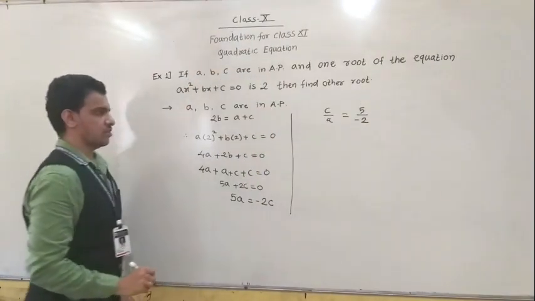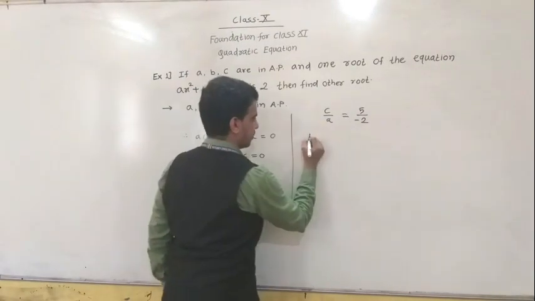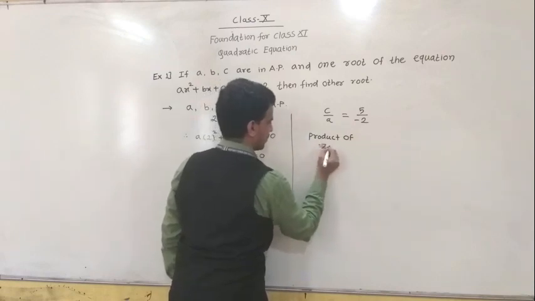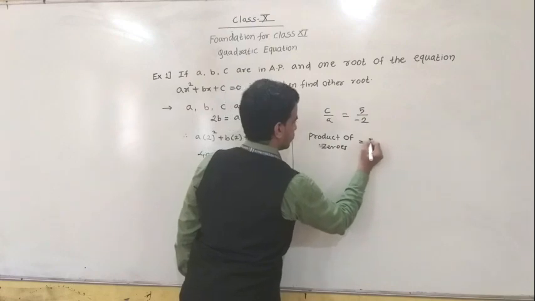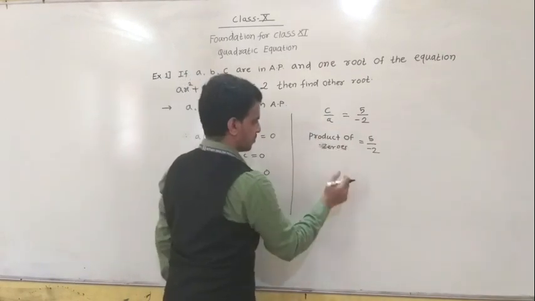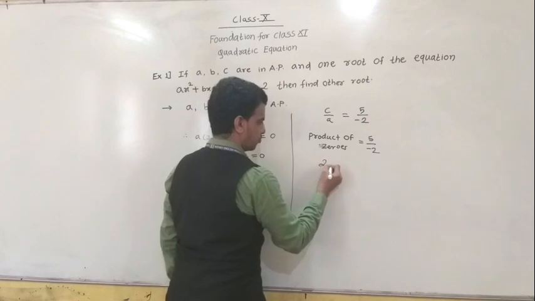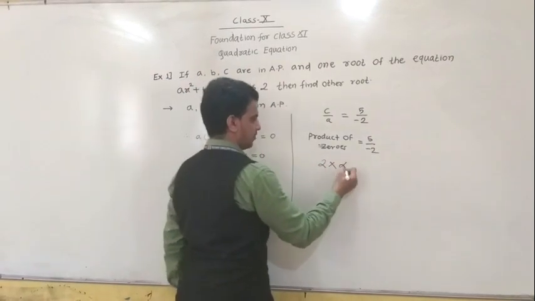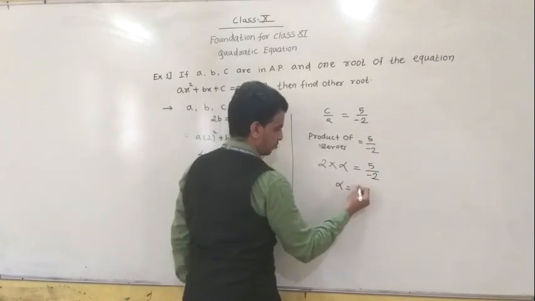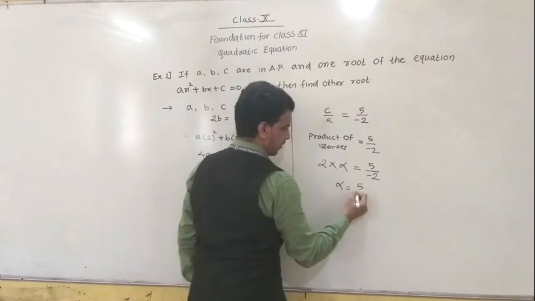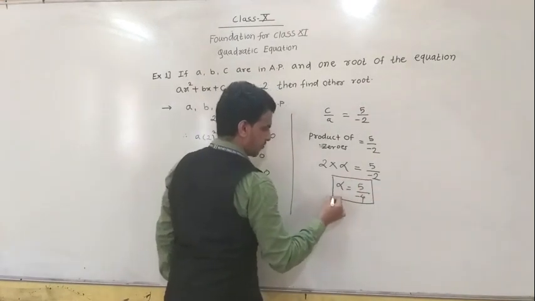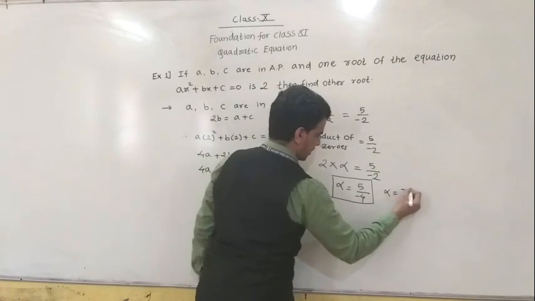So c by a means we can write the product of roots, or product of zeros, is equal to 5 by minus 2, because we know that c by a is equal to the product of zeros. Now one zero is given, 2, and another zero we can suppose is alpha, so 2 into alpha is equal to 5 divided by minus 2. So we will get alpha is equal to 5 divided by minus 4, so the other root is 5 divided by minus 4, or we can write alpha is equal to minus 5 upon 4.